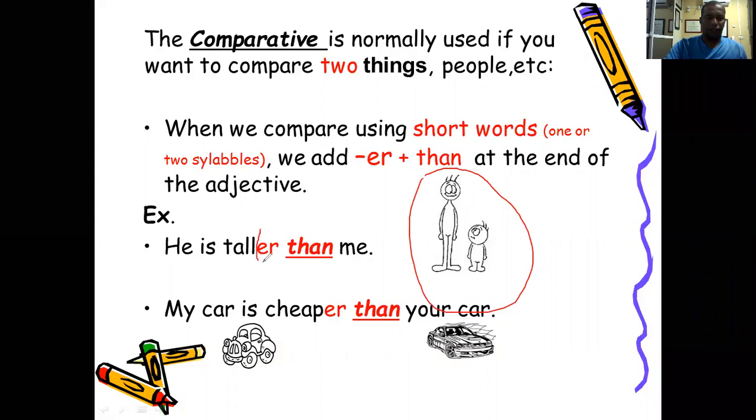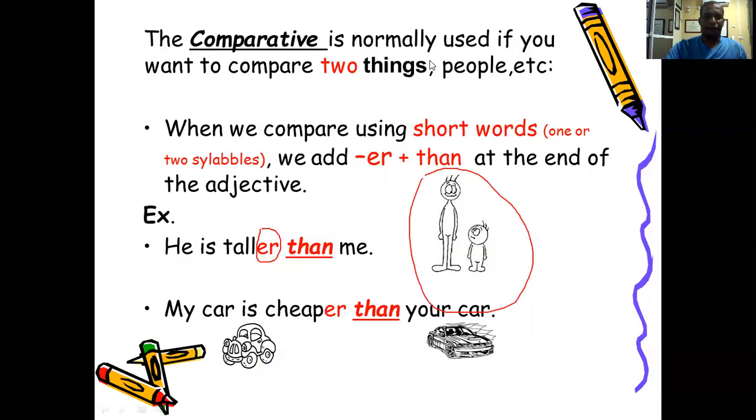At this adjective, I add -er plus "than" and the other subject, in this case, me. The first subject is he, then the verb to be, then the adjective in comparative. He is taller than me. Okay?